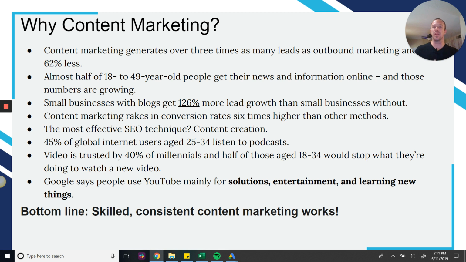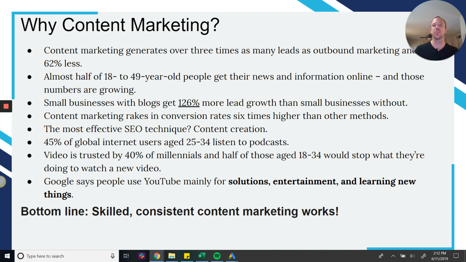Content marketing rakes in conversion rates 6 times higher than other methods. And again, there's a couple different reasons for that, which we're going to cover throughout this, but the main one is just the overall ability to have such a wider breadth of reach than classic search, basically. So the most effective SEO technique actually is content writing. That goes back to blogging about content, right? And being able to have your stories linked to other websites and pulled across that.